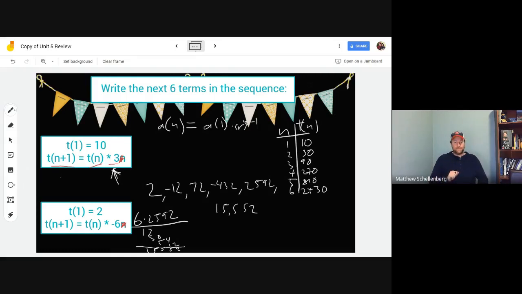Okay. Moving on. So that's geometric. You put that in, try some numbers, you see what it's being multiplied by, you get the next 6 terms.